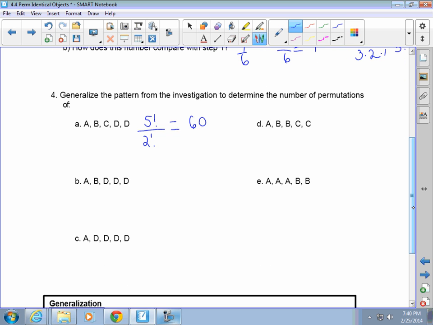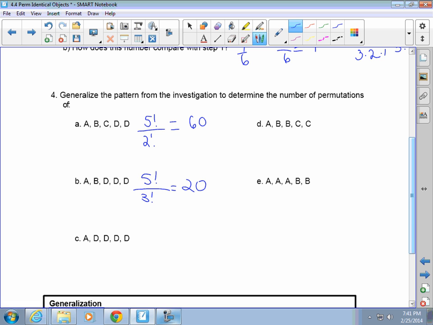Our B, A, B, D, D, D. So we've got 5 letters again, so that's going to be 5 factorial. We have 1 A, 1 B, but 3 Ds. So that's kind of like the one up there, except we have the 1 extra letter on top. So 5 factorial divided by 3 factorial is just 20.